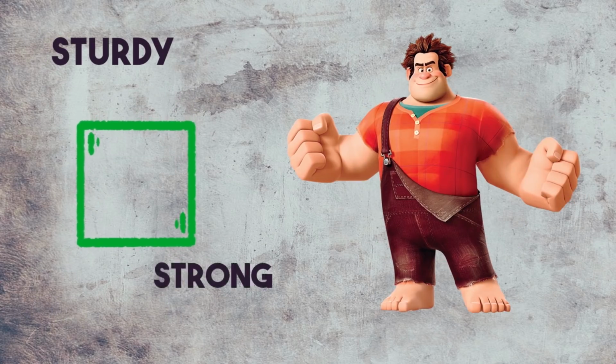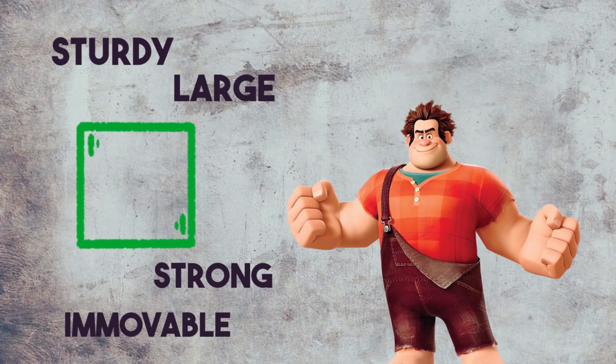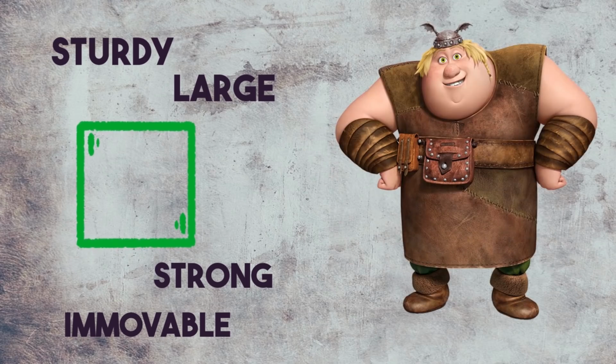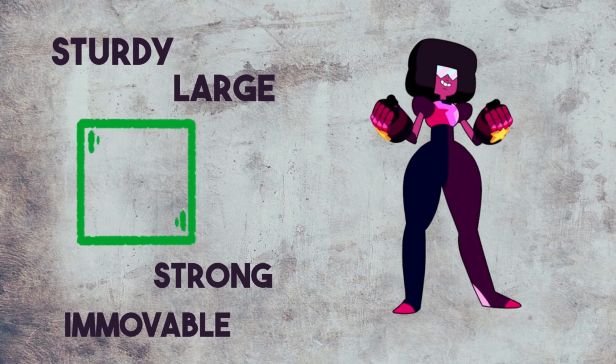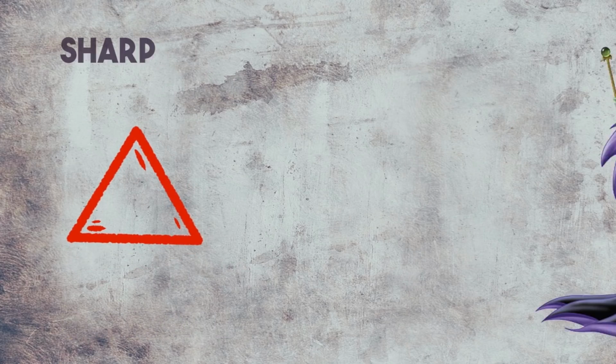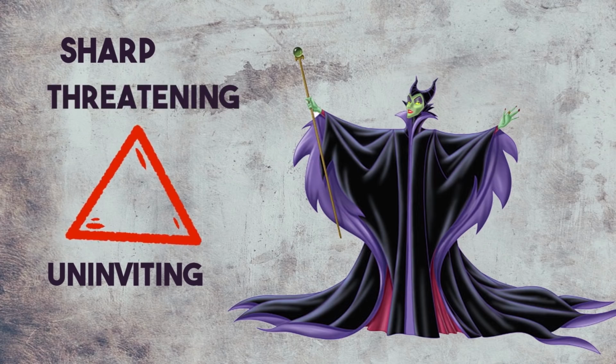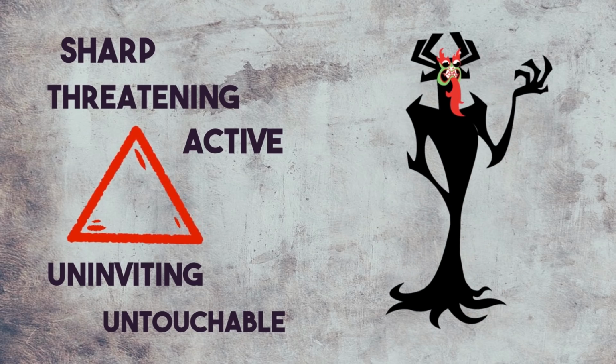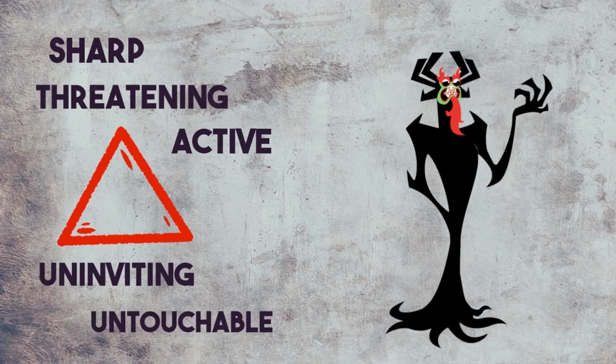Squares are sturdy. They give off strong, large, and immovable vibes, and often muscular and heavy characters will show square traits. That also gives the impression of a stable, level-headed, and reliable character as well. Finally, we have triangles. These are sharp and uninviting. They may give threatening, active, or untouchable vibes from a character. They are often used in antagonists, rivals, and cunning characters.